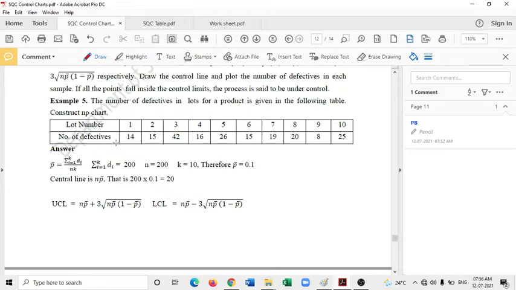This is an example of this NP chart. Here we have 10 samples and the number of defectives in the 10 samples is listed in the second row.